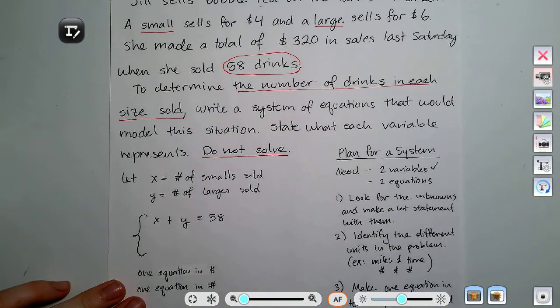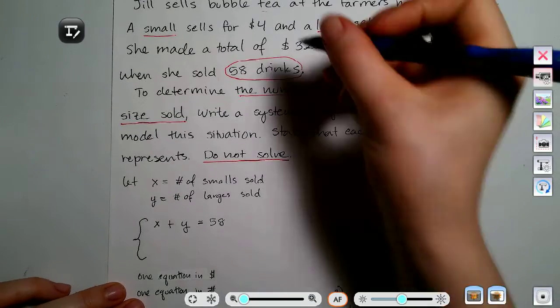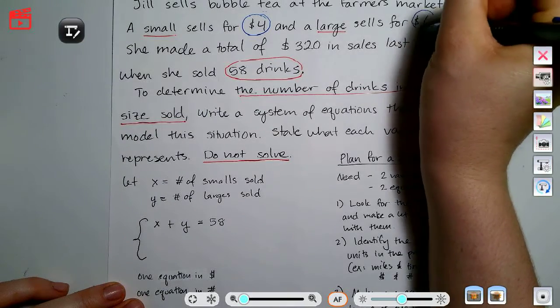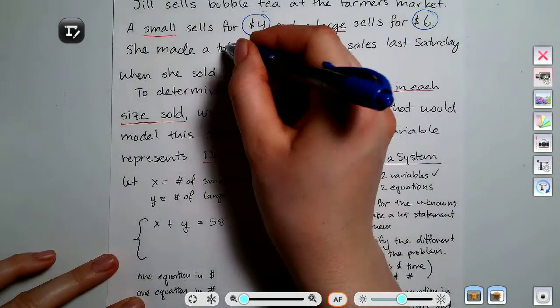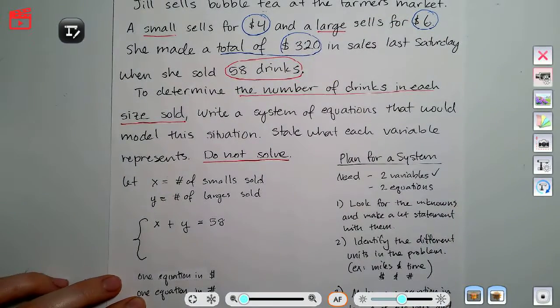All right, so we got one equation down. We need to make the other equation. So this one we said was going to be in terms of dollars. So let's look for our dollar amounts. So the small was $4 and the large was $6, and in total she made $320. So every time she sells a small, she gets $4. So one small would be $4, two smalls would be $8, right?